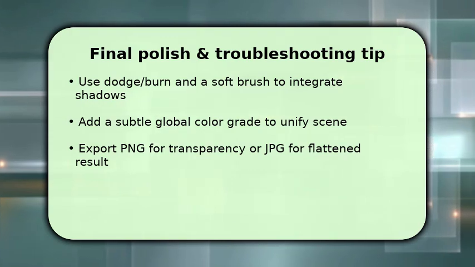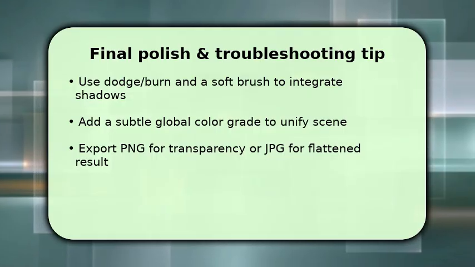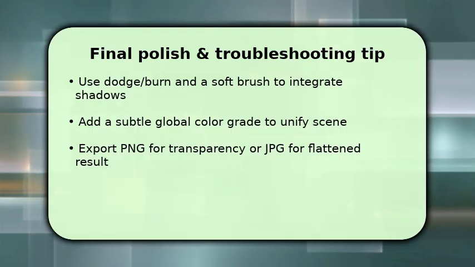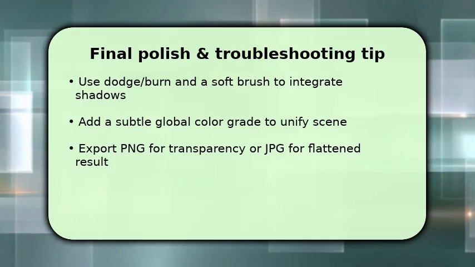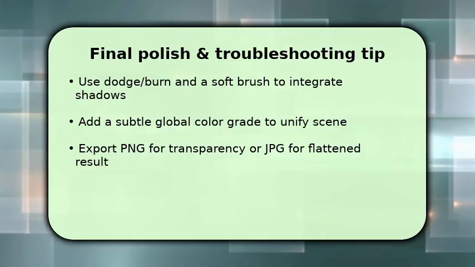Finish by adding realistic shadows and contact points. Create a new soft layer beneath the subject, paint low-opacity shadows with a soft round brush, and blur slightly to match depth. Once done, apply a subtle global color grade and vignette to unify the scene. Make sure contrast and saturation match your new background.